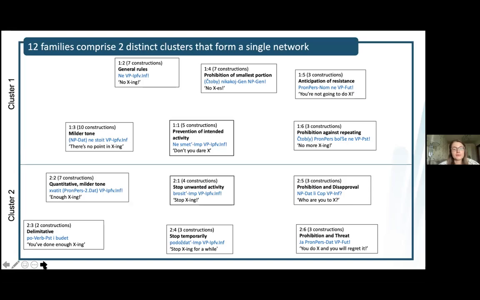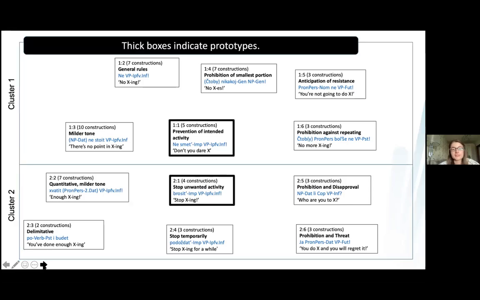Each cluster has its own local prototype, here indicated with thick boxes. These two families encode most basic prohibitive meanings without any additional semantic nuances. Cluster 1 is centered around its prototypical family, containing negated imperative constructions that express prevention of intended activity, like don't you dare X. Cluster 2 has its own related prototypical family named stop unwanted activity: stop Xing, брось, do something.